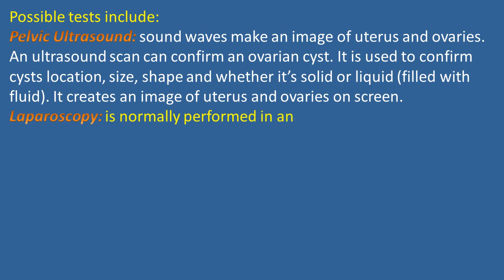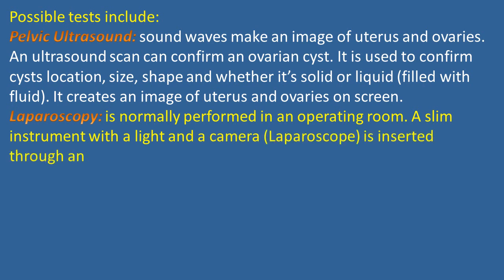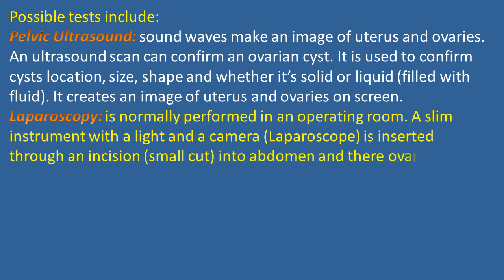Laparoscopy is normally performed in an operating room. A slim instrument with a light and a camera, a laparoscope, is inserted through an incision, a small cut, into the abdomen, and the ovaries and any type of cyst can be seen or viewed.